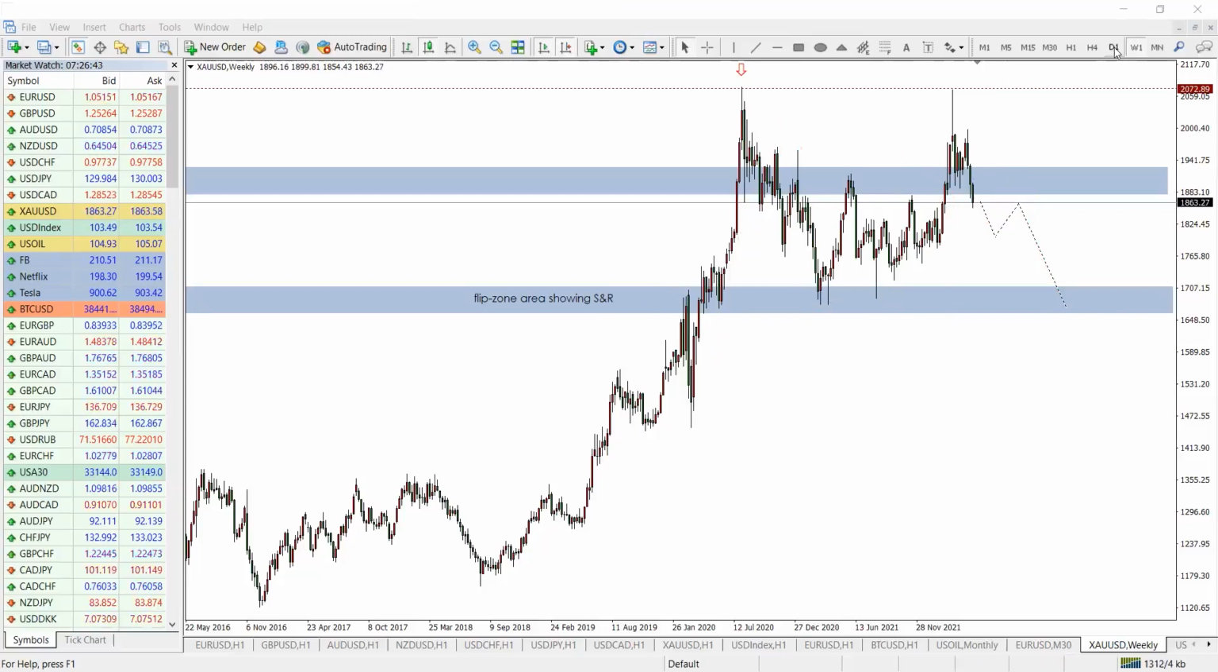Let's drop down another time frame as well. You can see from the monthly time frame, our bias was bearish.